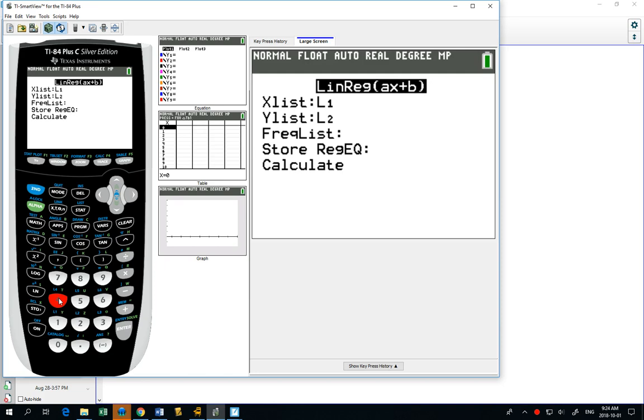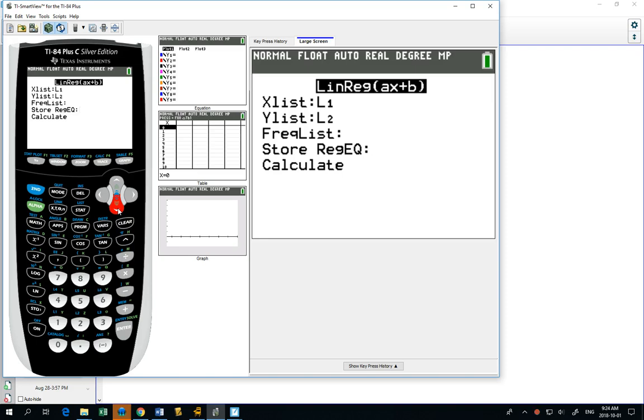And this is what mine comes up with. Depending on the version that you have, if you have something different show up, we'll see if we can figure it out so that everybody shows up the same. You want to use your X list and your Y list. Leave your frequency list blank. And this one, the store regression, is helpful to have. Store it right into Y1.